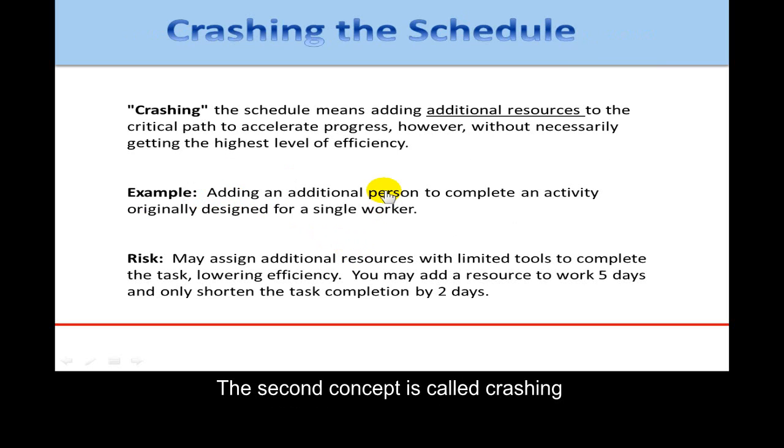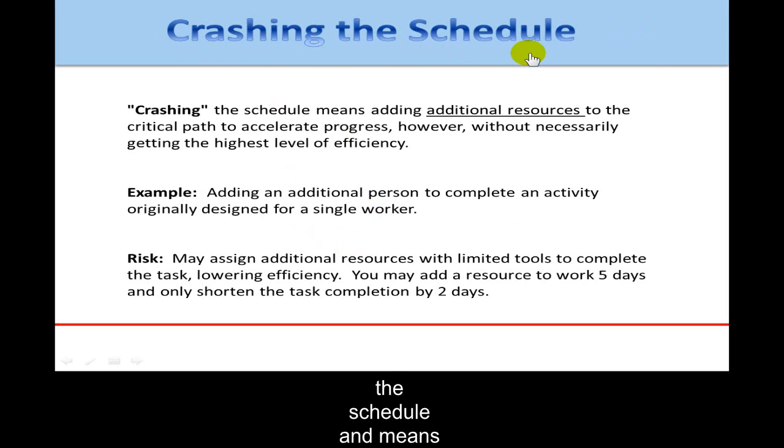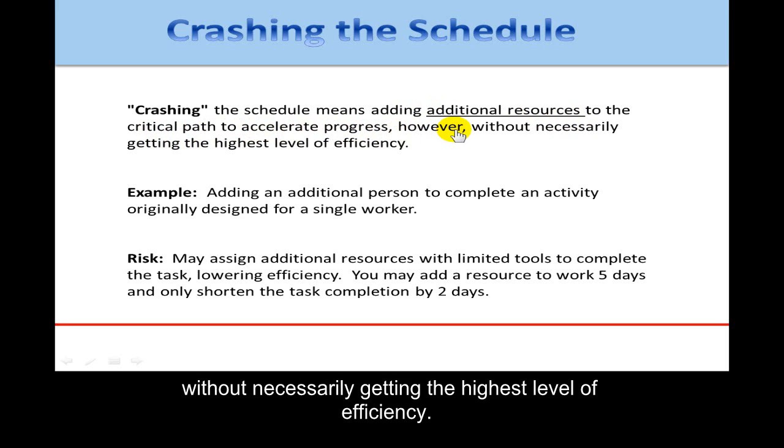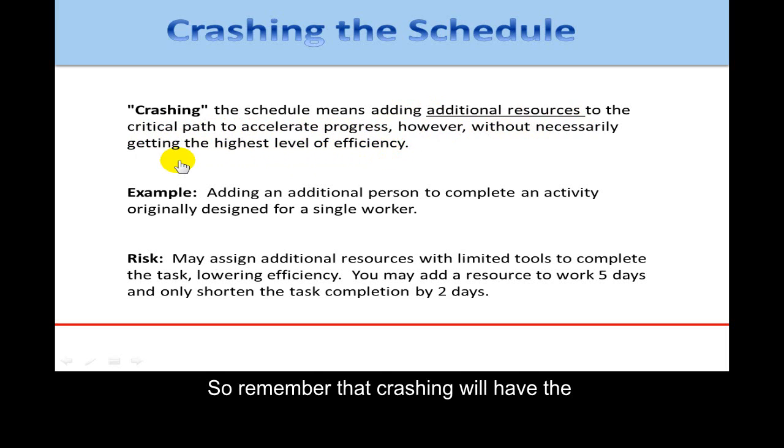The second concept is called crashing the schedule. Crashing the schedule means adding additional resources to the critical path to accelerate progress. However, without necessarily getting the highest level of efficiency. So remember that crashing will have the distinct difference from fast tracking in terms of reducing the level of efficiency. An example would be adding an additional person to complete an activity originally designed for a single worker.